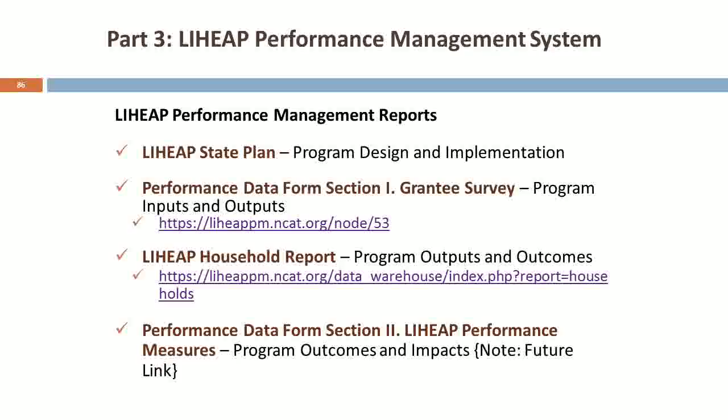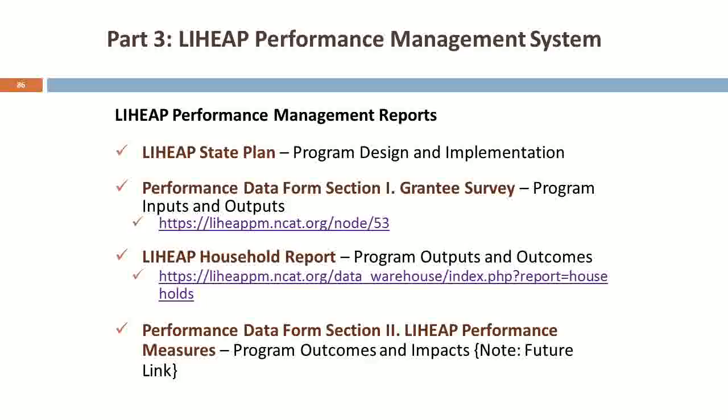So just briefly, we want to talk about the performance management reports that are available through OLDC. So the LIHEAP state plan, of course, is on OLDC, and that's where you talk about your program design and how you implement your program. The performance data form has 2 sections, as we know. The first section is the grantee survey. And again, we're talking here about program inputs and outputs. And the data link for the performance data form grantee survey data for the LIHEAP performance management website is right there to the data warehouse.